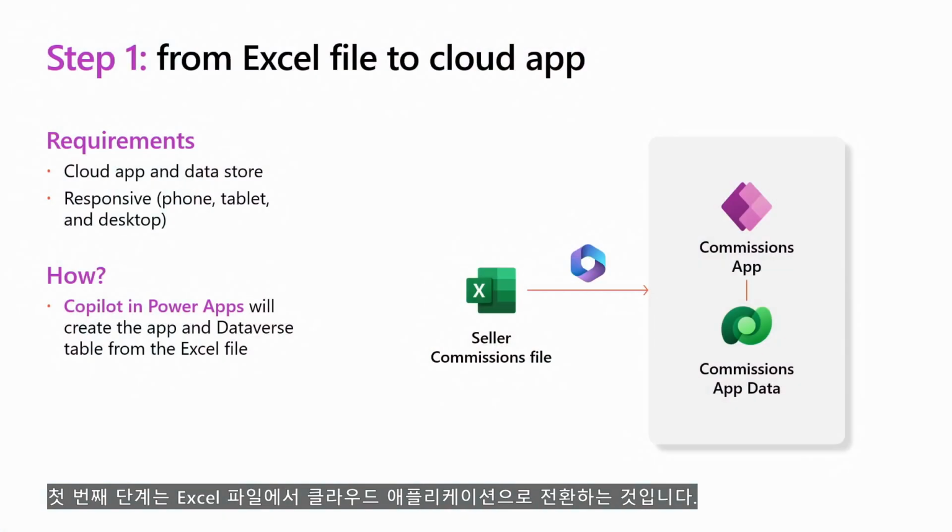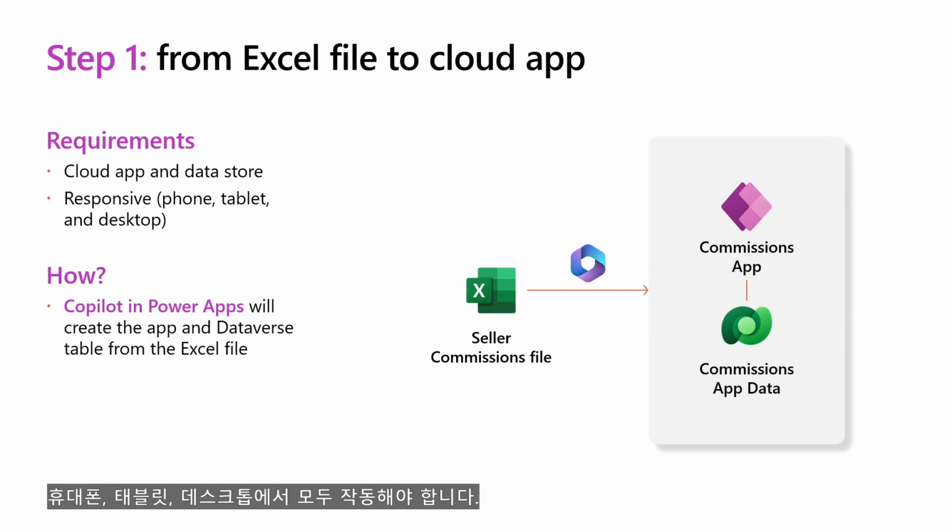And we'll go with our first stage, building the core application. So our first step is going from an Excel file to a cloud application. And we need to store the data in the cloud, run the app in the cloud, and the app needs to be responsive. It needs to work with phones, tablets, and desktops. To make this happen, we will use the Copilot in Power Apps.